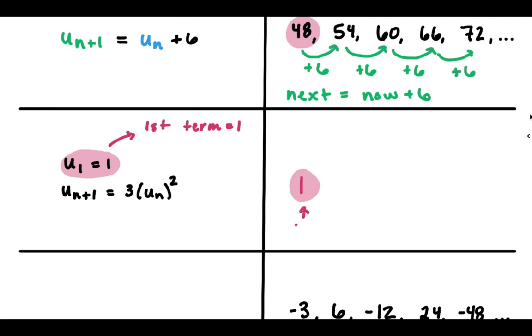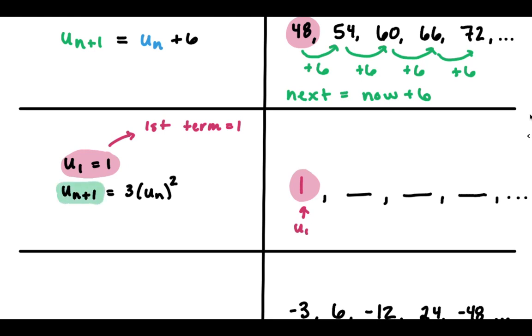This is U sub 1. Okay, now I want to know from 1, where do I go? Where does the sequence go from there? How do I get the rest of the sequence? And that's where our rule is going to come in handy.